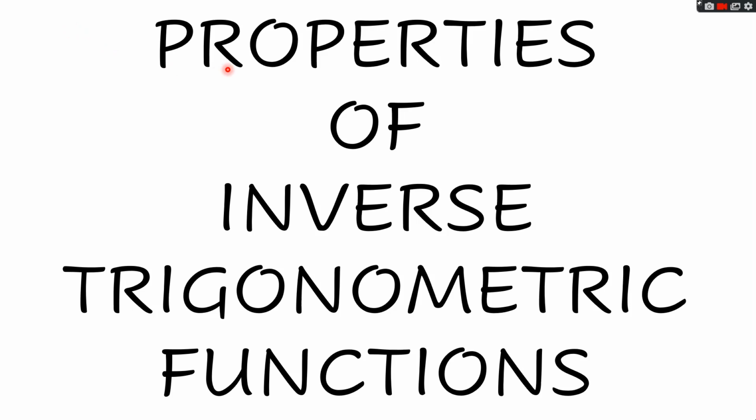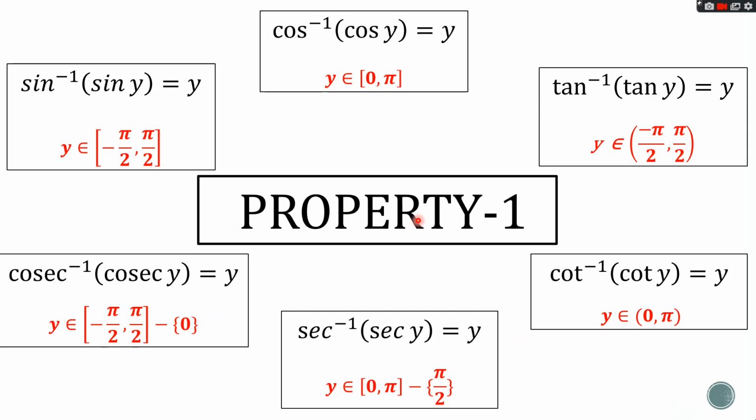Now we will discuss properties of inverse trigonometric functions. Property 1. Sine inverse of sine y is equal to y, where y belongs to minus pi by 2 to pi by 2. Then cos inverse of cos y is equal to y, provided y belongs to 0 to pi. Tan inverse of tan y is y, provided y belongs to open interval minus pi by 2 to pi by 2.